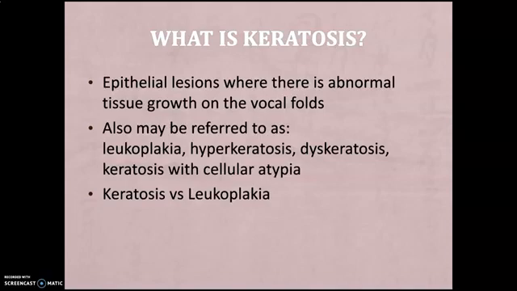Keratosis may also be referred to as leukoplakia, hyperkeratosis, dyskeratosis, or keratosis with cellular atypia. Keratosis is a histological term used to indicate a pathological condition and accumulation of keratin on the epithelial surface. The lesion seen would be irregular growth of epithelium resulting in warty lesions, whereas leukoplakia is a clinical term used to describe the white patches seen on the laryngeal mucosa. The lesions seen are flat, white, plaque-like spots.